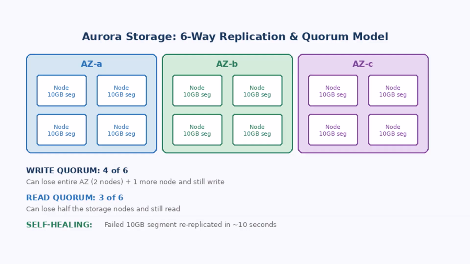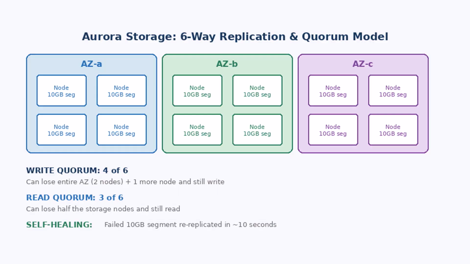Aurora Global Database is an add-on that replicates an Aurora cluster to other regions. But it's not multi-region writes. You still have one primary in one region, handling all writes. Other regions get read-only replicas with under 1 second of async lag. If the primary region goes down, you promote a secondary. But only one region writes at a time. It's for disaster recovery and low-latency global reads, not distributed writes.